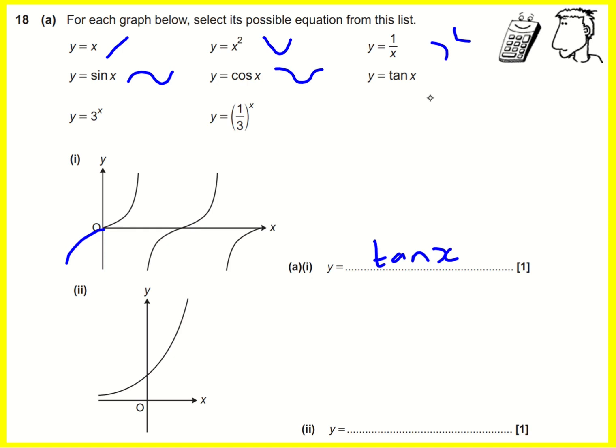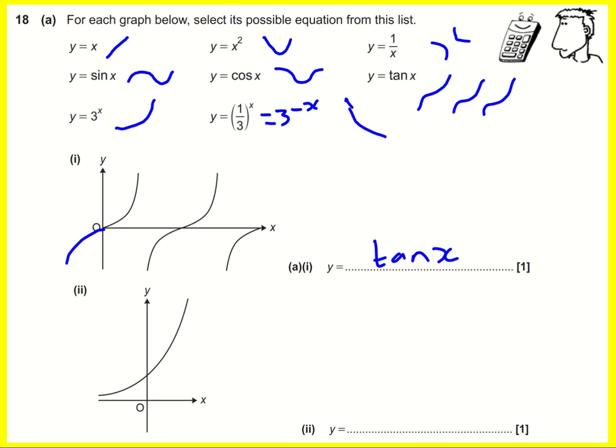Sorry, let me try that again. And then it repeats. 3 to the x is an exponential. It looks like that. This is actually 3 to the minus x. It's another exponential, but it's exponential decay.